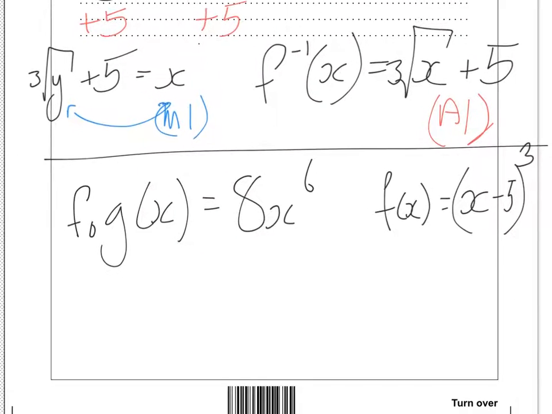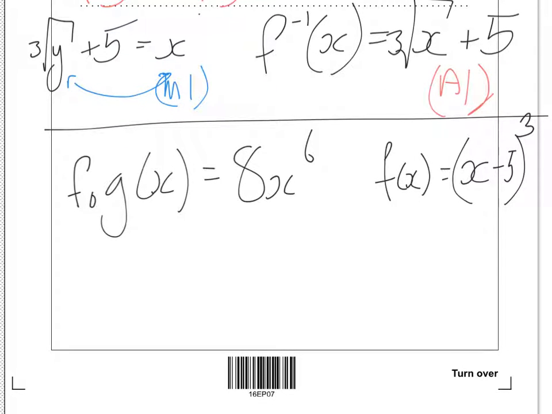Now there are 2 ways to do this. You can actually use your result from part A, but that's a bit abstract though. So I'm going to do it like this. f of g of x means that g is substituted into f. So instead of writing f of x is equal to x minus 5, I'm going to replace the x with the function g to give me this.